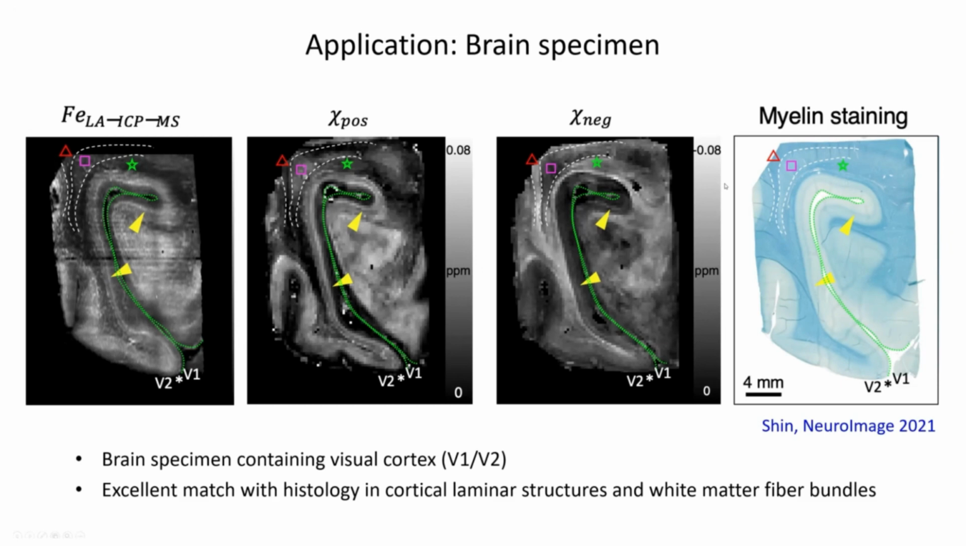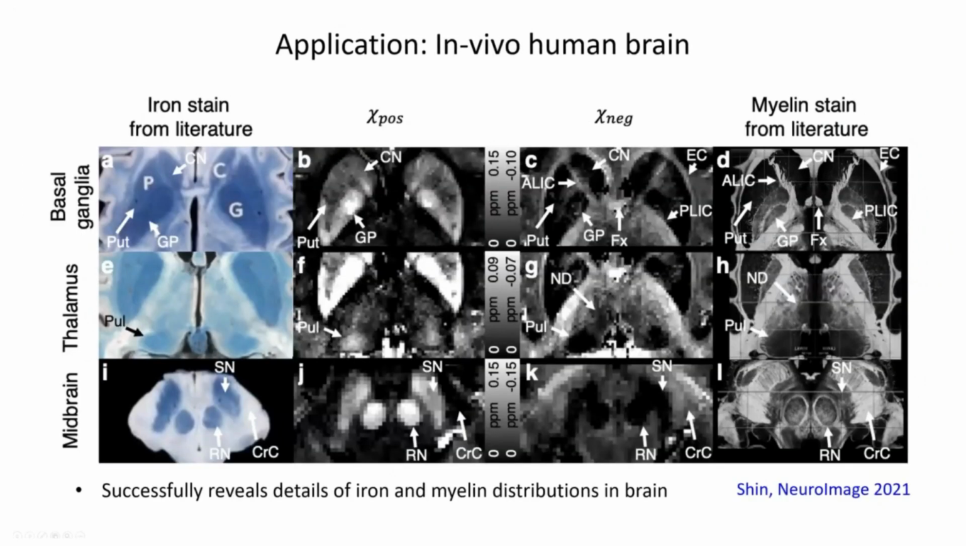Well, we also went for the in vivo data set, where we look at the deep gray matter and compare the result to the literature result, which seems to be okay in terms of the correspondence between chi separation and histology result.